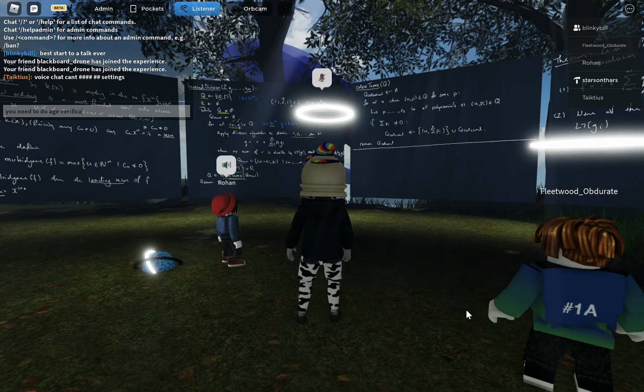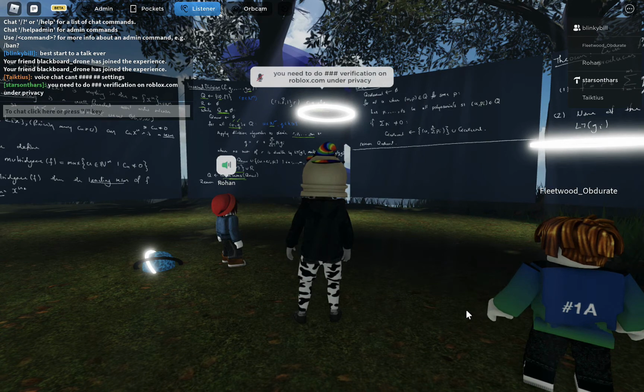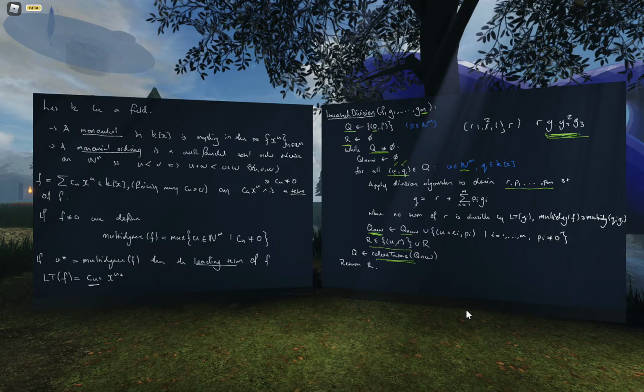Just for completeness, I've shown the collect terms function on the board to the right. Basically, we go through every single term in the input. We look at all the indexes appearing in this set, and we consider all the polynomials which appear with that index, add them all together, and if they're non-zero, we add them to the set, and then we return that set, and that becomes our new Q. Are there any questions about this algorithm before we go on to prove that it terminates?